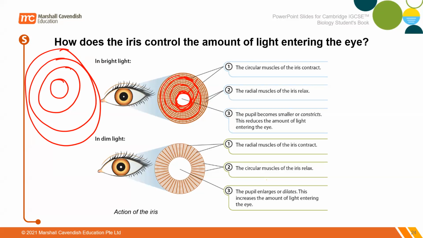In dim light, the opposite process will happen. The radial muscle contracts and the circular muscle of the iris relaxes. So in the exam, if it is a 3 marks question, you realize that you can take the 3 marks if you write this. If it is a 4 marks question, how could we add something else? We should add that in number 4 here, it will protect your time.